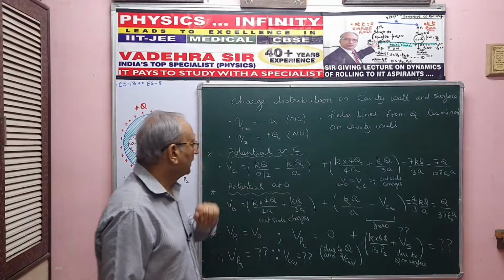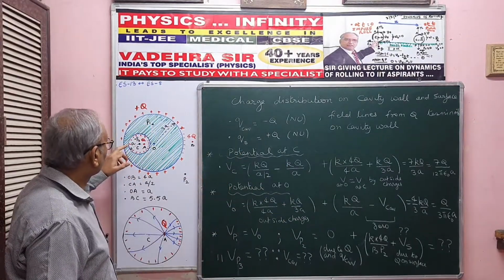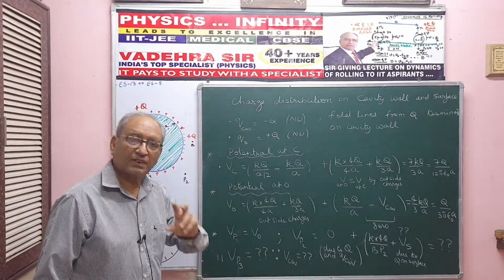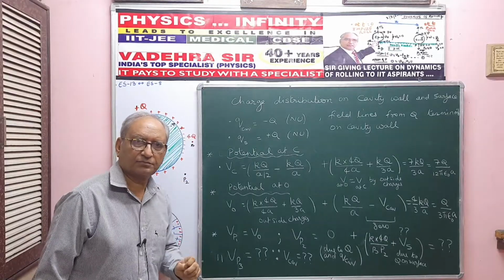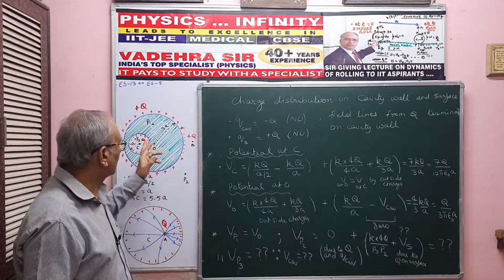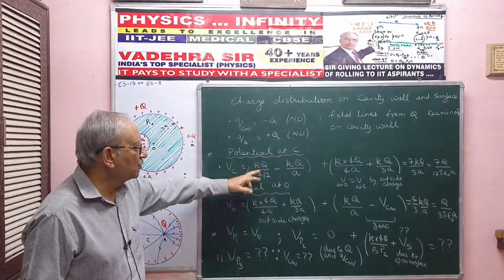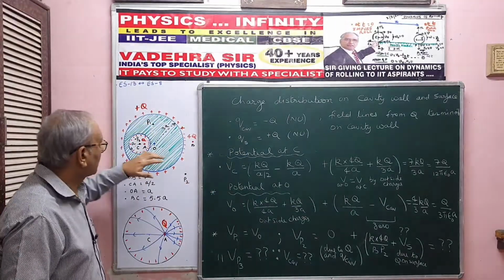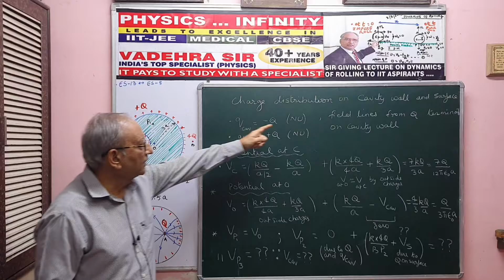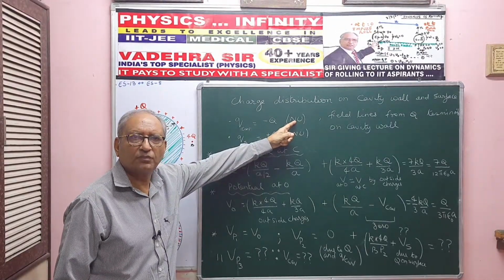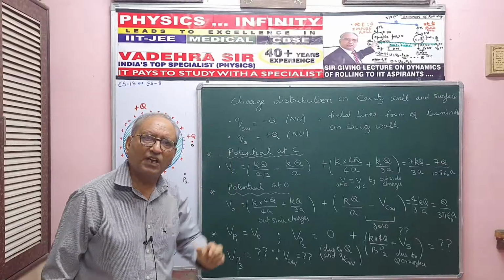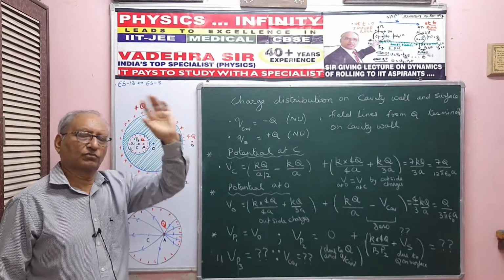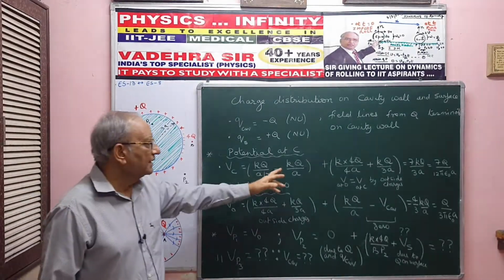Now let's talk about the potential at C due to the inside charges. Charges inside the cavity: of course, there is a point charge Q at A by 2 from C. So KQ upon A by 2. And the same argument I gave for the surface charge applies. On the cavity, there is a non-uniformly distributed total charge minus Q, but every elemental charge is at the same distance A from here. So when I do the integration, the eventual result will give me minus KQ by A.